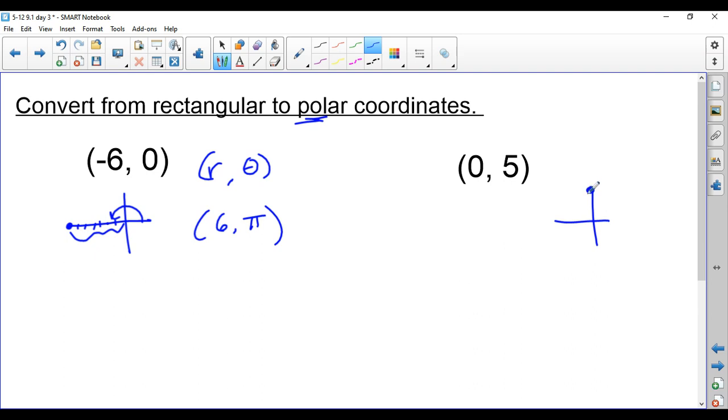0, 5. It's up here, 5 away from the origin. What's the radius? The distance from the pole is the distance from the origin, 5. What's the angle? Since I'm on the positive y-axis, that's 90 degrees or pi over 2 radians. So for today, you're going to do a Delta Math assignment, and the only ones that you're converting to polar coordinates today are the ones that are on the axes. We'll talk about the ones that are not on the axes tomorrow.